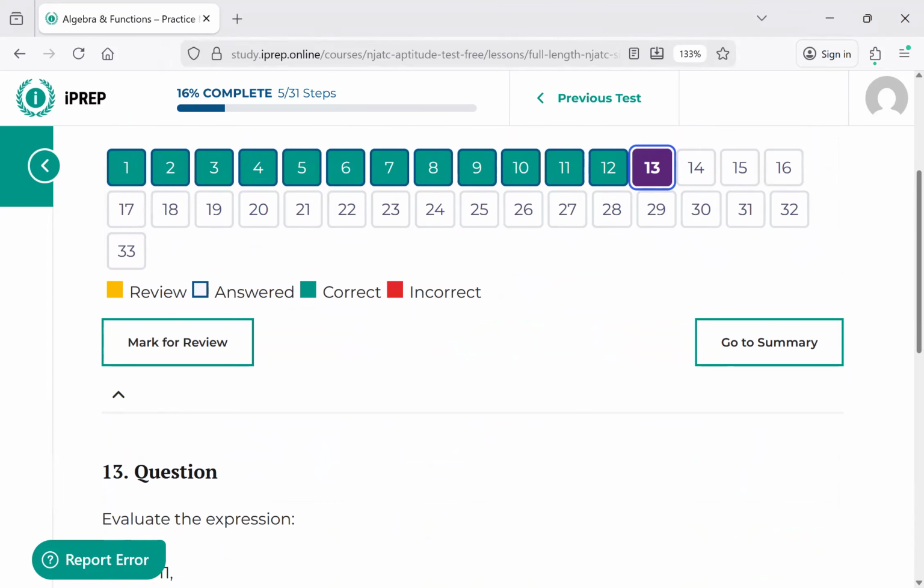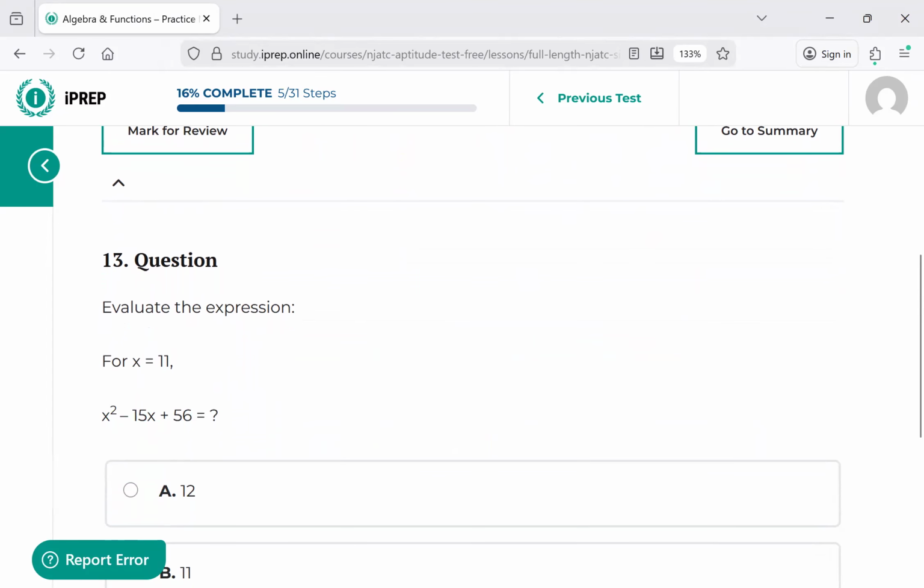Let's move on to question 13. Evaluate the expression x squared minus 15x plus 56, where x equals 11. So all you got to do is literally plug in 11 wherever you see x. That's all you got to do. So you don't even have to FOIL it out if you don't want to. So wherever you see x, replace it with 11.